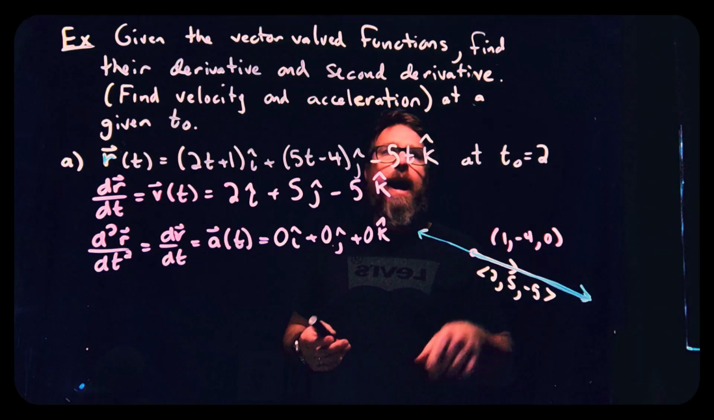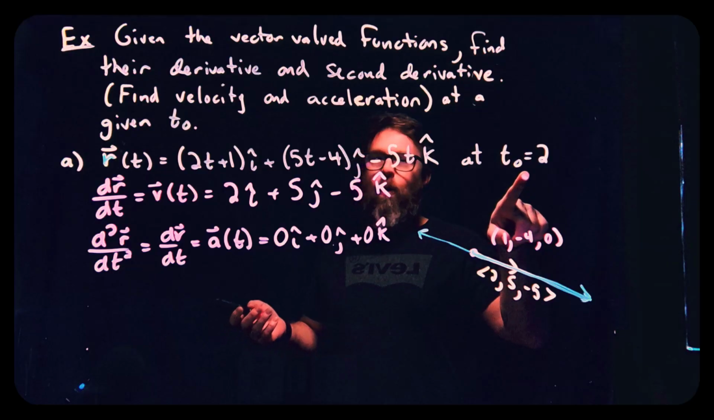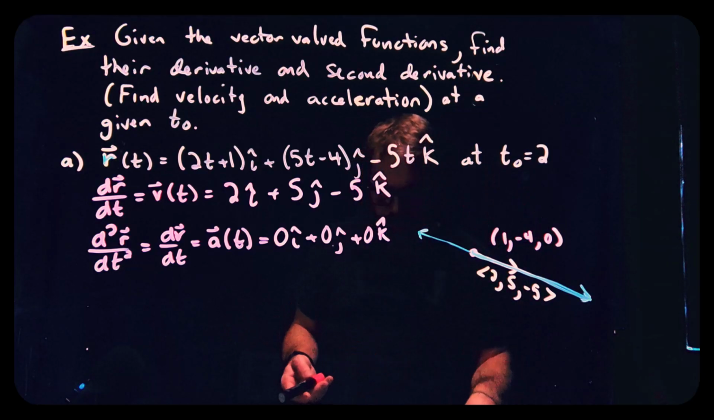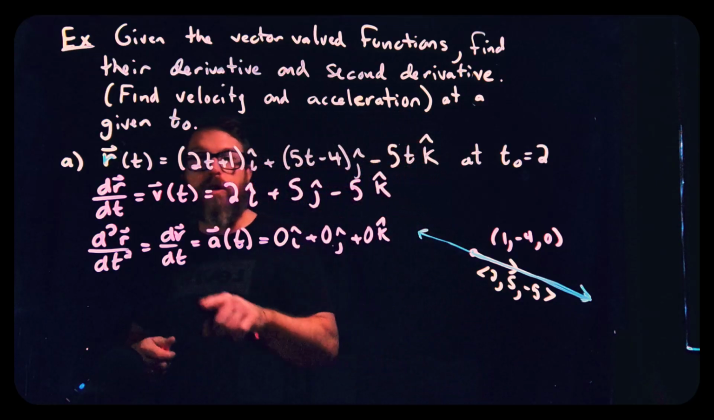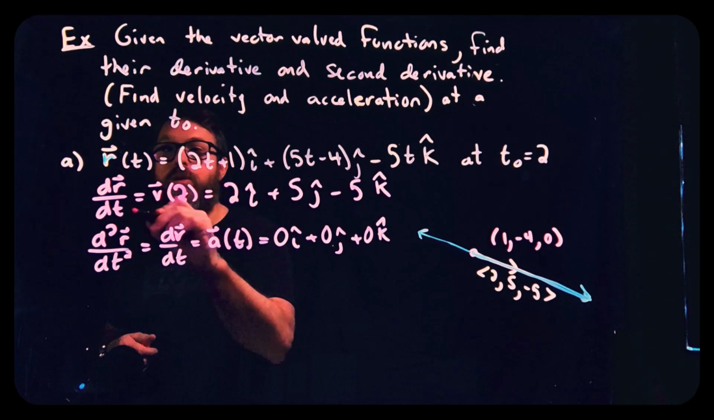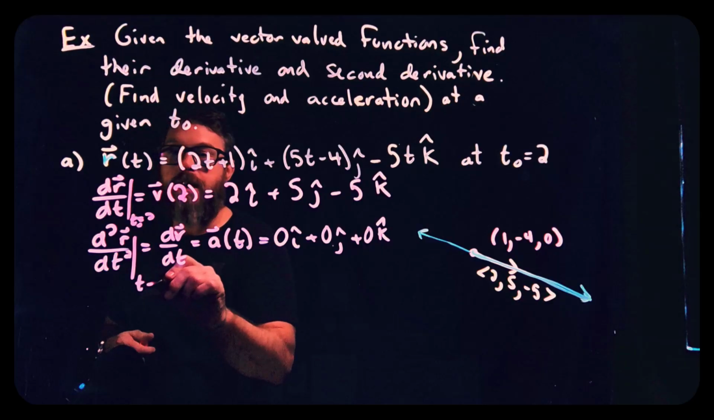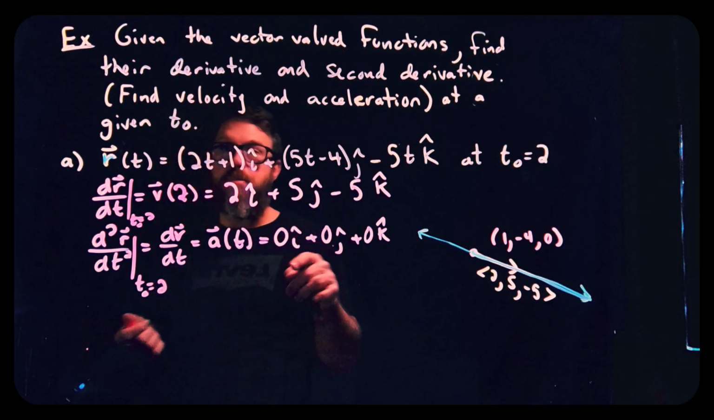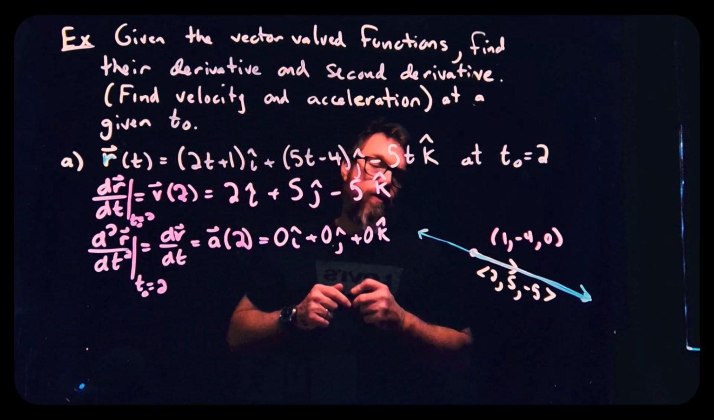Now I wanted to do this at this value t naught, which is equal to 2. Now, what we'll notice is since these things are constants, evaluating this at t equals 2 is really no different, because there's no inputs left over here. So if I wanted to evaluate this at t naught equal to 2, it doesn't matter. There's no inputs here, so you're going to get the same values, or the same vectors.